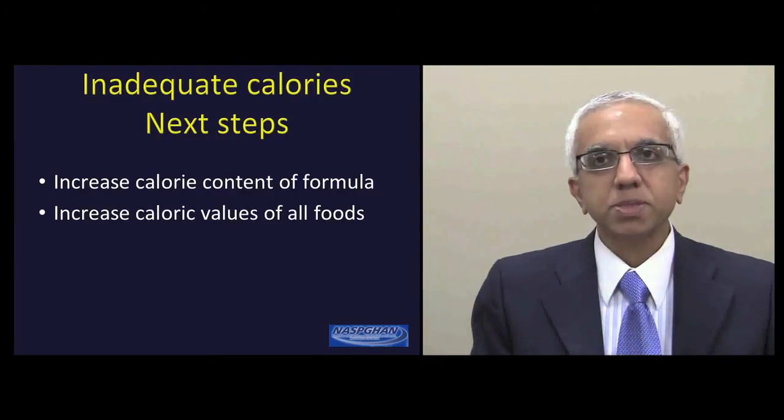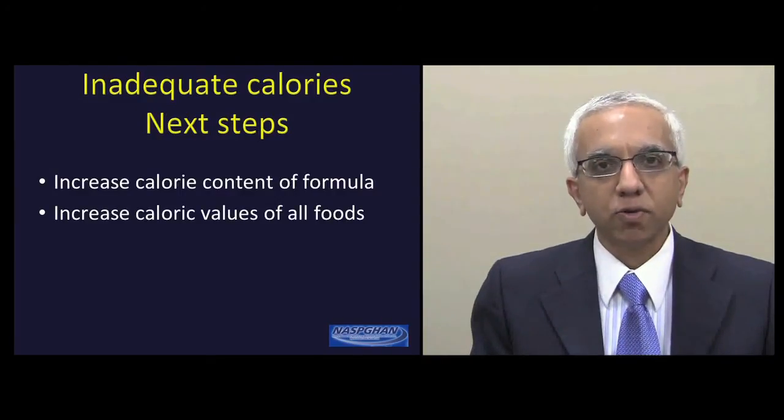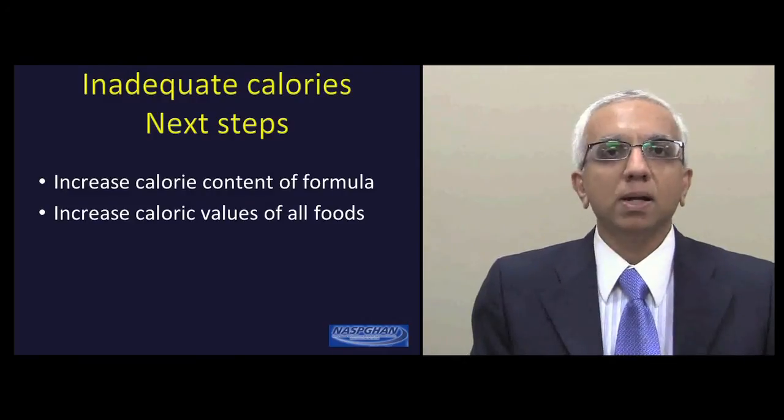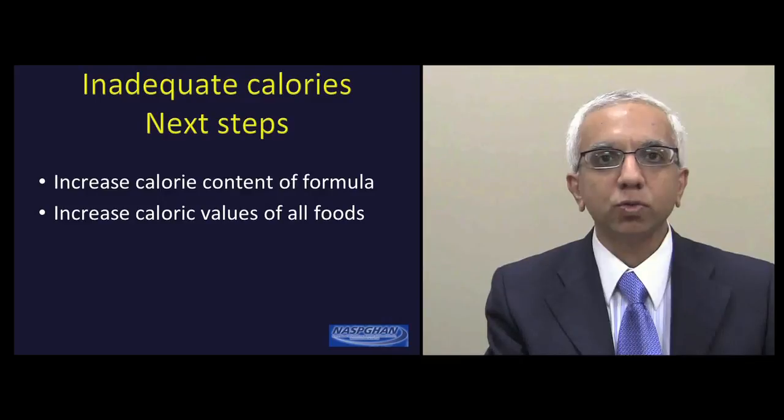The next steps are to increase calorie content of formula. Again, if the child is very young, this is the first step to be considered, and then increase calorie values of all foods.